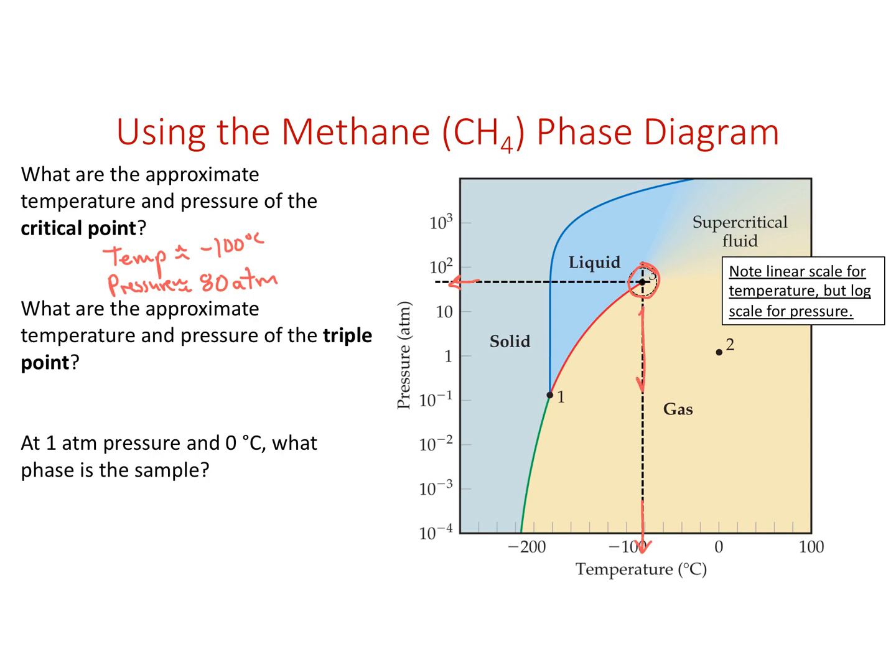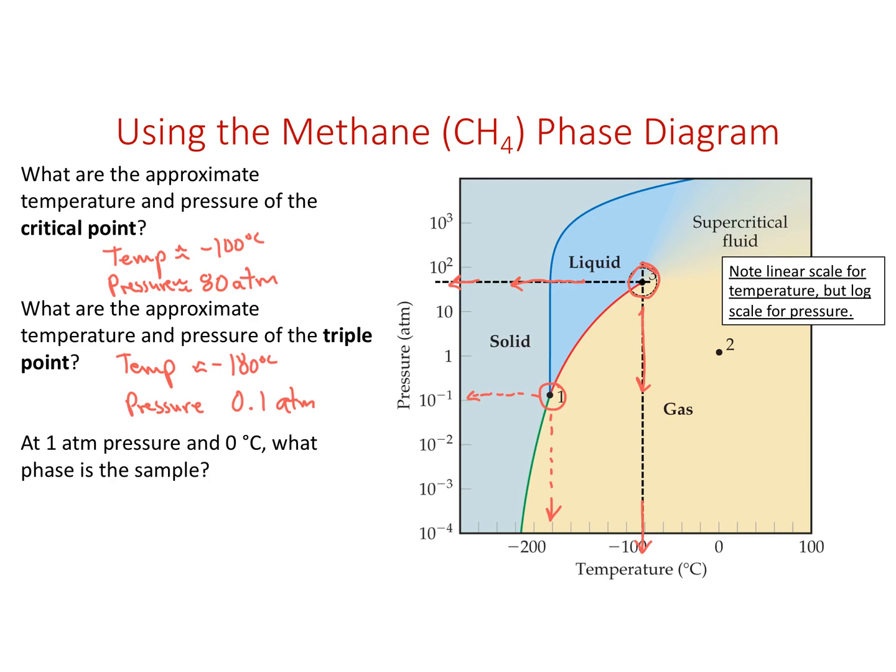All I want to do is work my way down and work my way across to find the temperature and pressure of that point. What are the approximate temperature and pressure of the triple point of this sample? Here's my triple point. Again, work my way down and work my way across. For my temperature, I'd expect that to be maybe around negative 180 degrees Celsius, and for my pressure, about 0.1 atm.